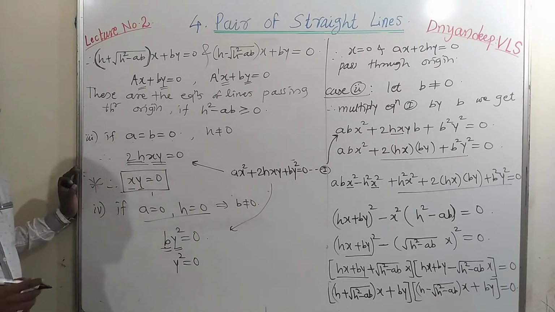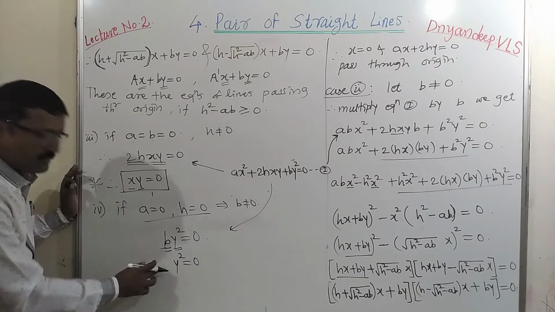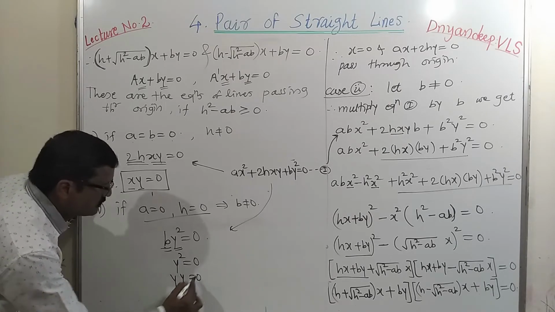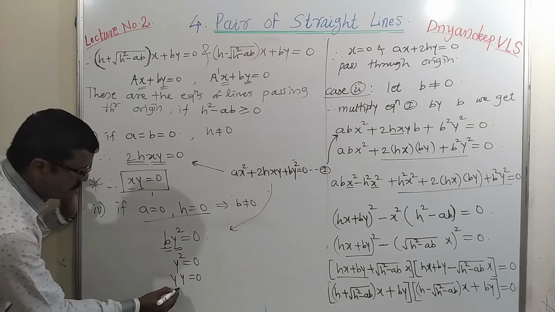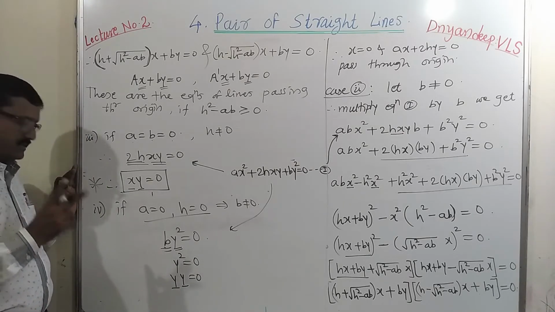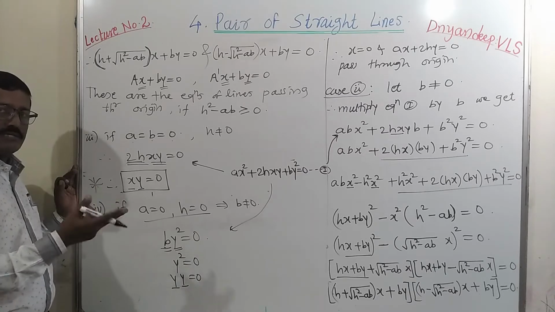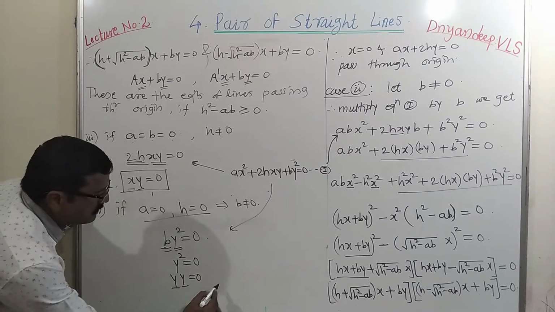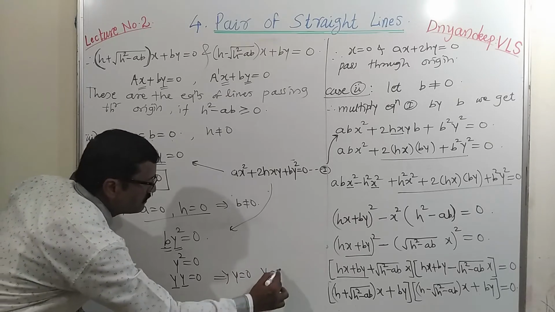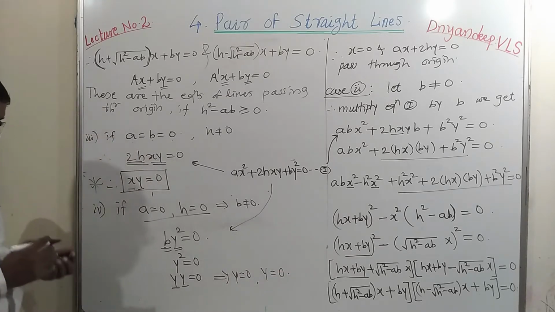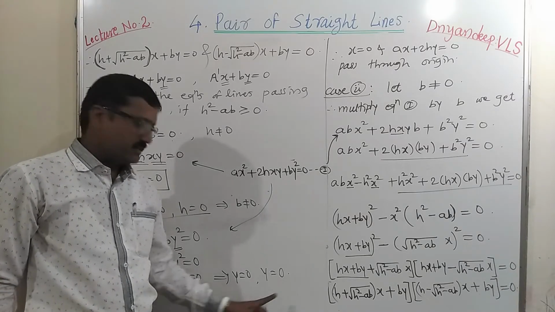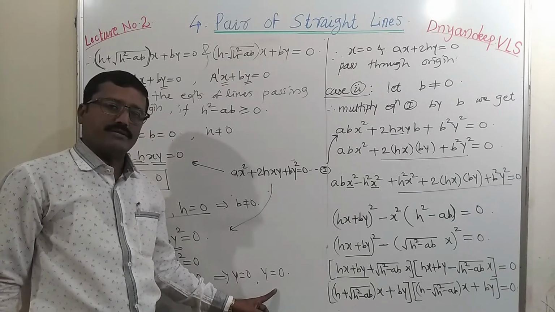Is it okay? It's very simple. So y square equal to 0, what is y square? Y square is nothing but y into y equal to 0. Once again, the product of this y and this second y, the product of two numbers is 0 and the two numbers are same. So y equal to 0 and y equal to 0. It means we get two x-axes. The y equal to 0 is the equation of the x-axis and this y equal to 0 is also the equation of the x-axis.